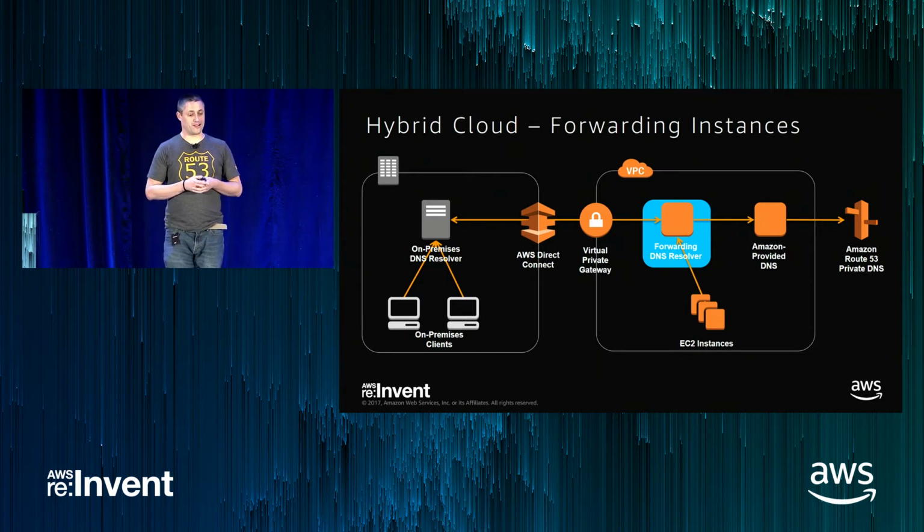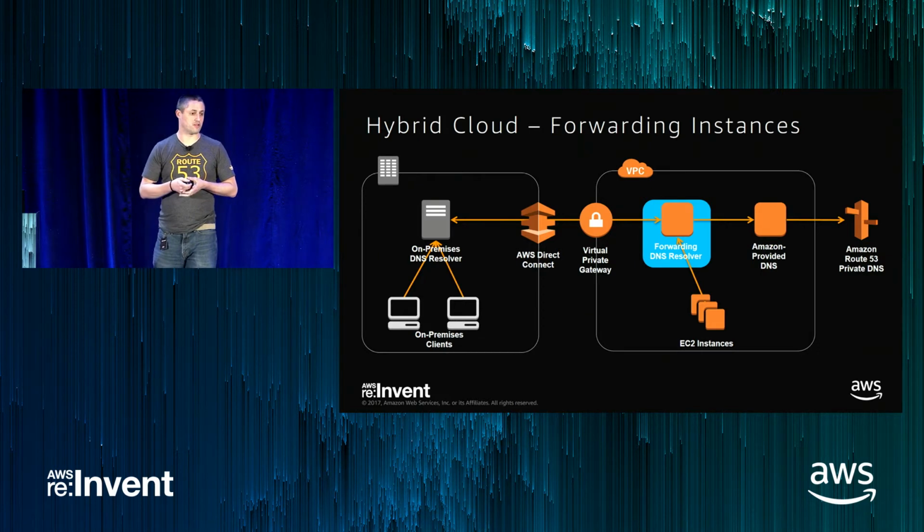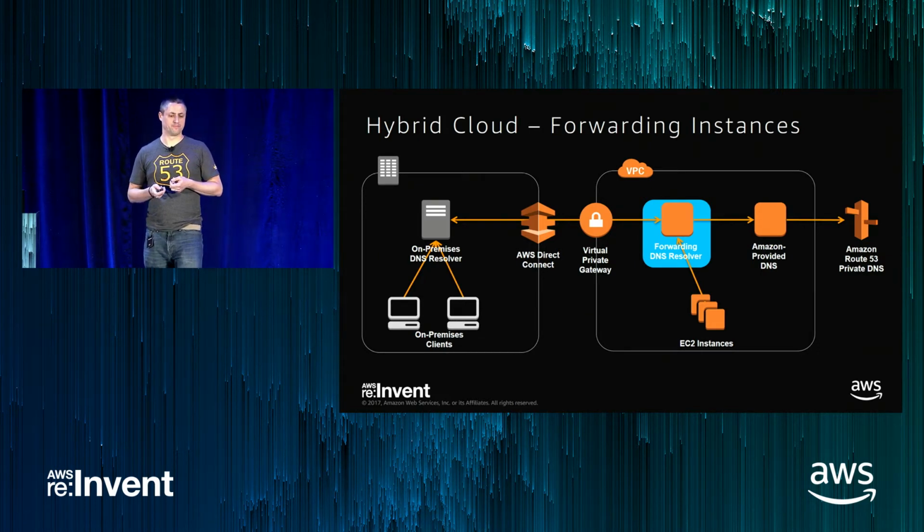Equally, the on-premises DNS resolver has similar forwarding rules, where you set all of your EC2 names to be sent over to the forwarding DNS resolver. And at that point, you pretty much have a single view of DNS.